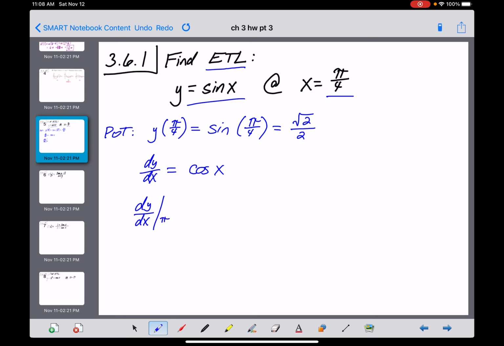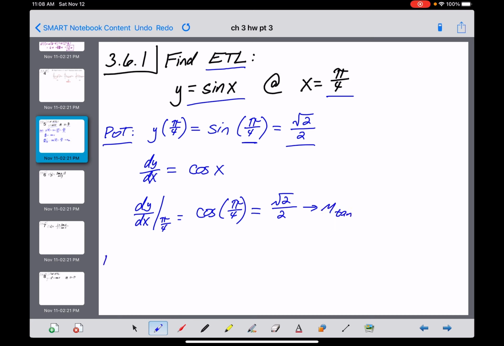So here we go. dy/dx at pi over 4 is going to equal the cosine of pi over 4, which, if you'll recall, is the exact same value as the sine of pi over 4, also root 2 over 2. So here we have our point of tangency. That would be the ordered pair pi over 4, root 2 over 2, and then what we found right here, guys, was the slope of our tangent.